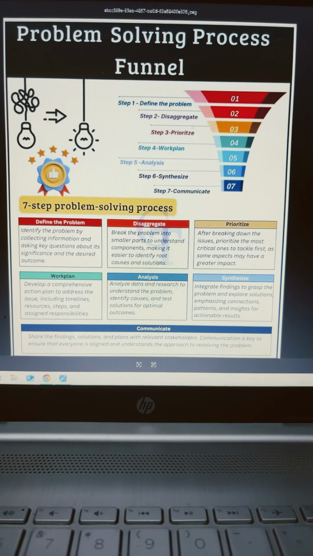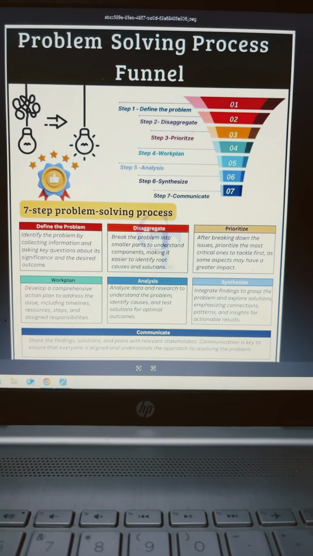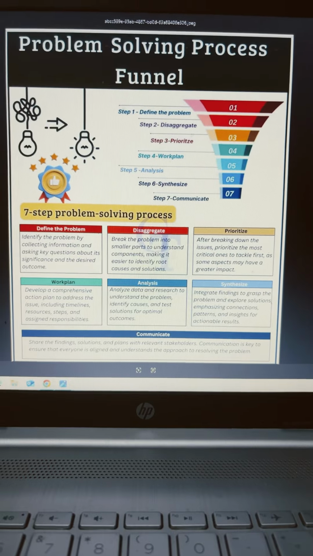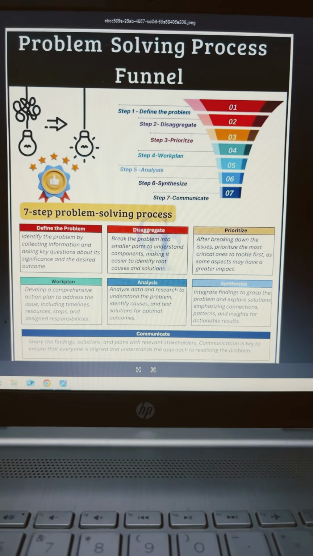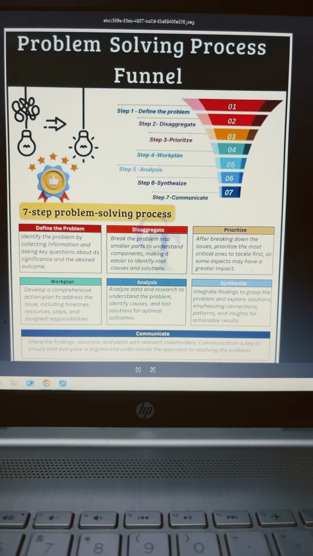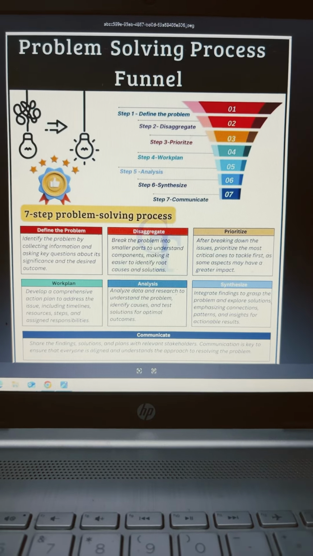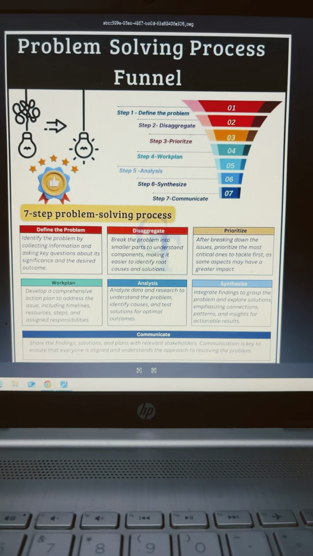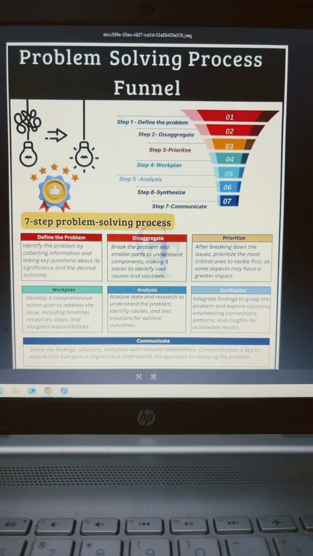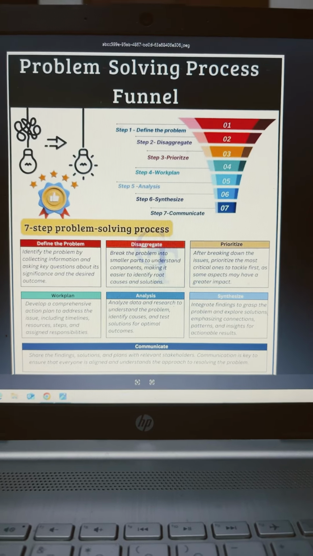The third step is prioritizing. When you have broken down the problems, the issues, then you prioritize what is the first step or the critical point that needs to be tackled first, so that one by one you solve the problem and the whole problem could be solved, because the problem could not be solved at once. When it is a big problem, that is why you have broken that problem into small parts, and by solving each step by step, you can solve the complete problem.